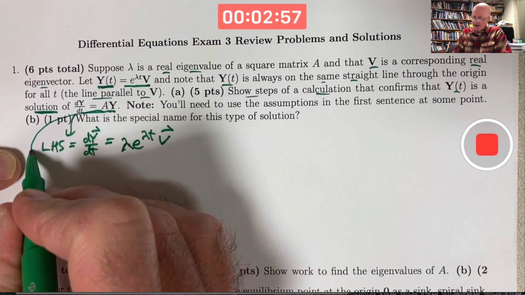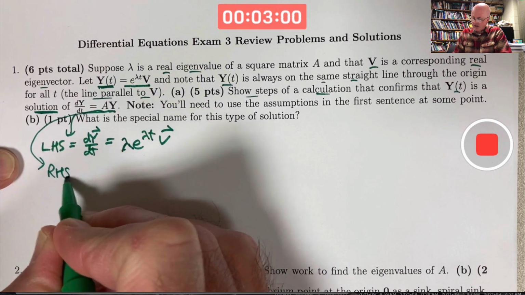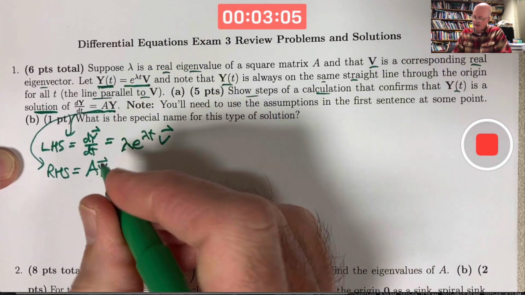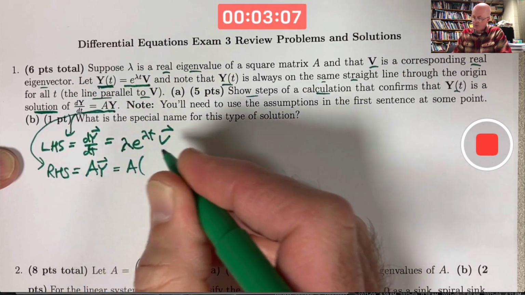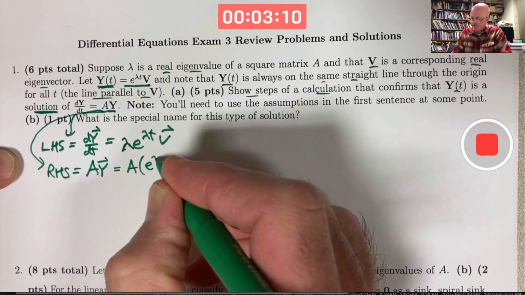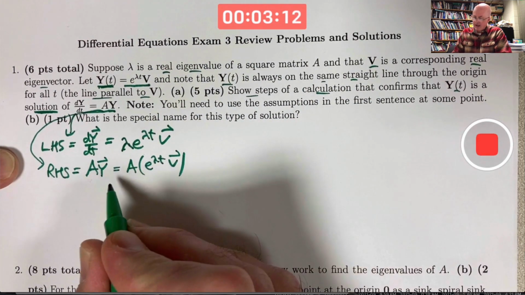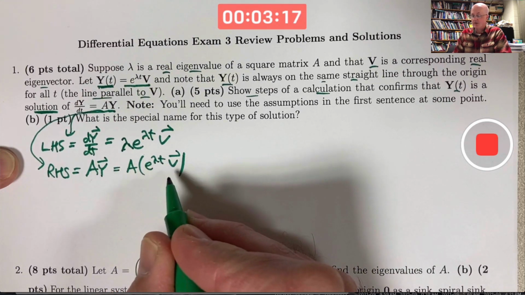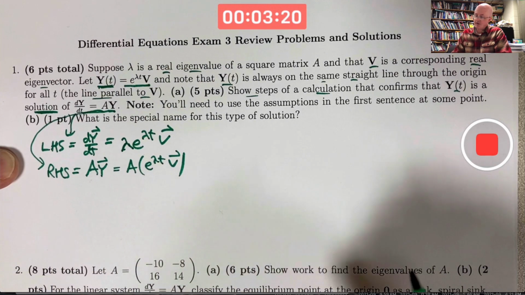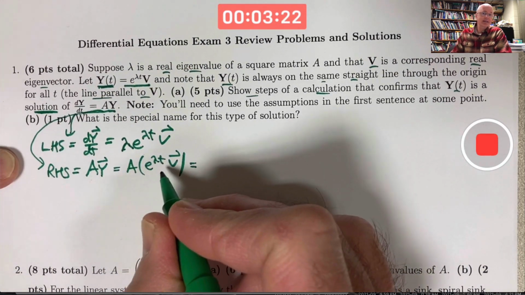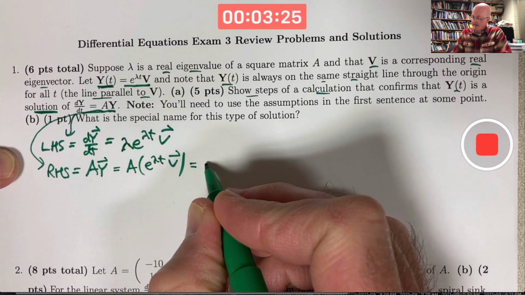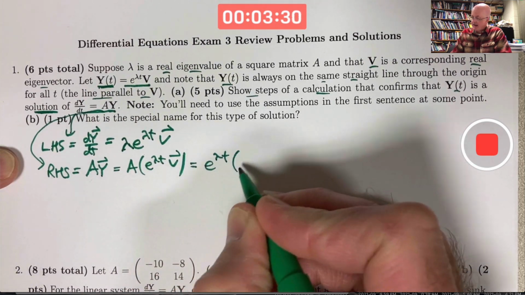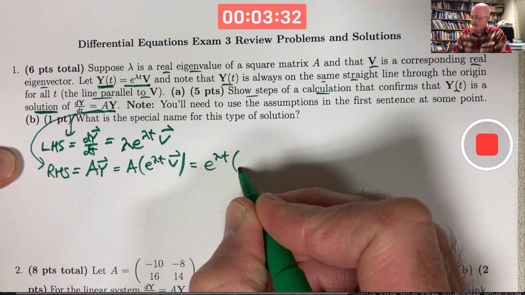What about the right-hand side of the differential equation? RHS, that's A times y. The idea is you replace y with the function that you're trying to check is a solution. So replace y with e to the lambda t times v. We got a matrix times a vector. E to the lambda t times v is a vector. It's a scalar times a vector, which is a vector. There's a property of matrix multiplication that allows you to take the scalar and put it out in front. I can take this e to the lambda t, which is a scalar, and put it out in front of the entire thing and write it as e to the lambda t times A times v.